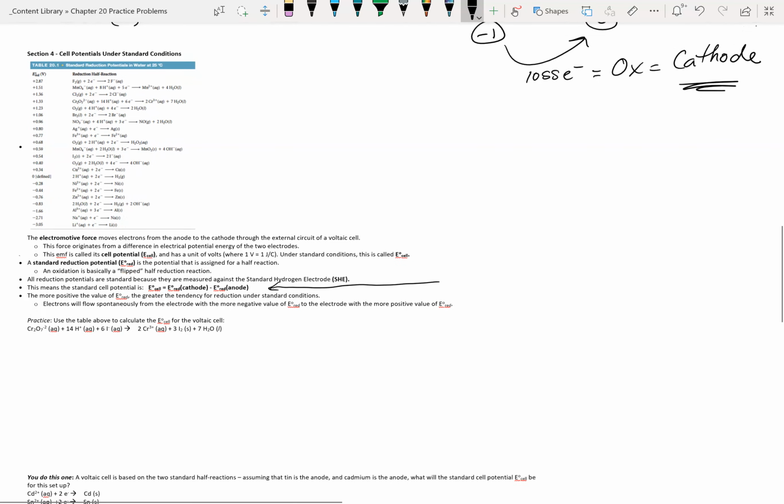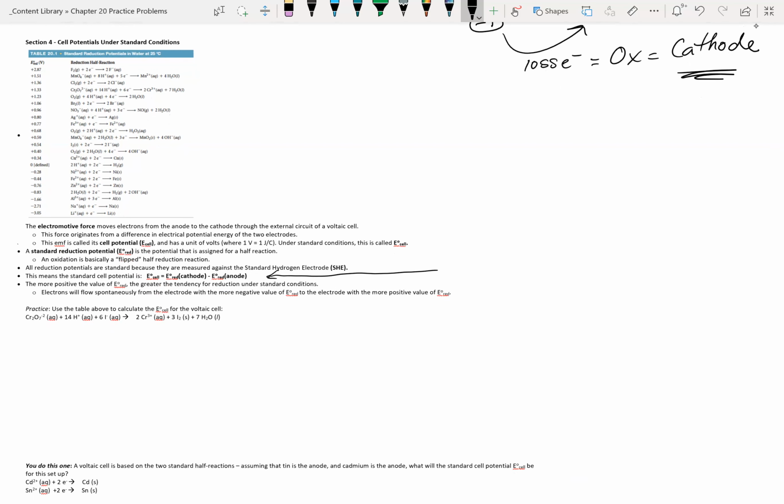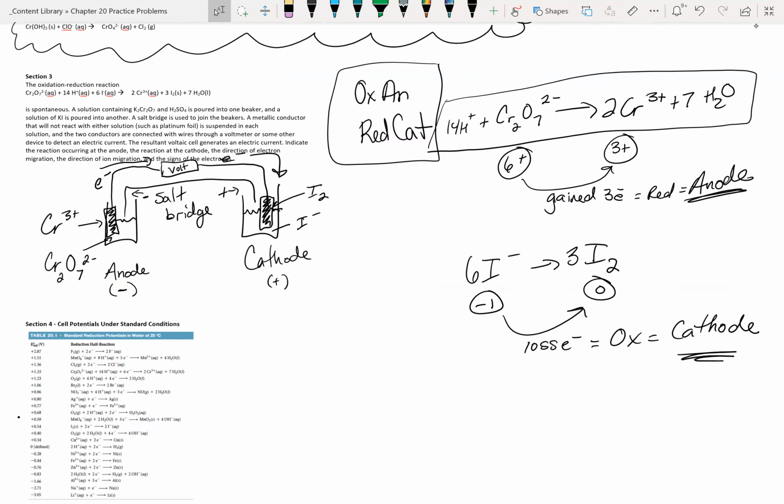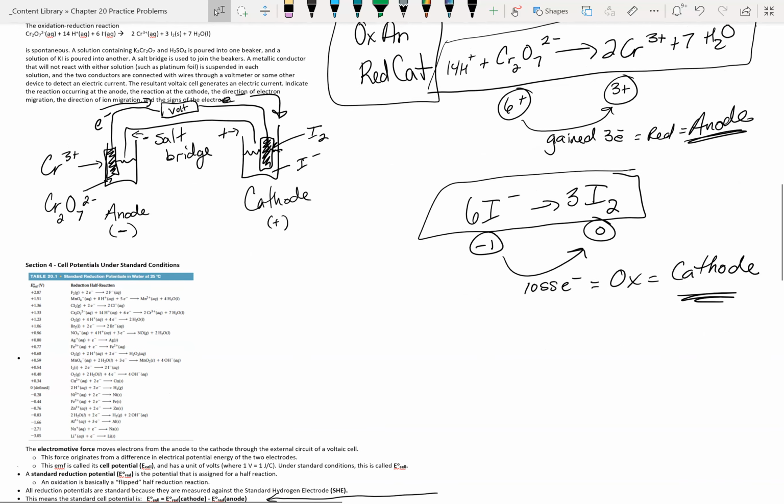Now, all of these are written the same way, right? They're all written as reduction half reactions. We do not write them as oxidation half reactions. And since they're written that way, what we're going to look for is each of our reactions down below, and they happen to be the same ones as up here. So we have this reaction and this reaction, and we're going to copy them back down here.